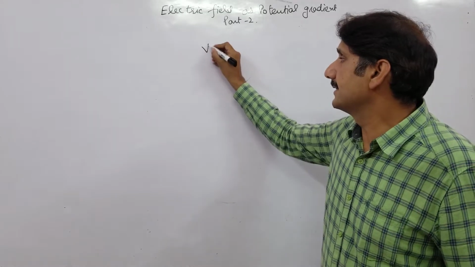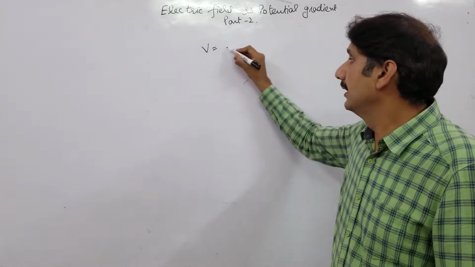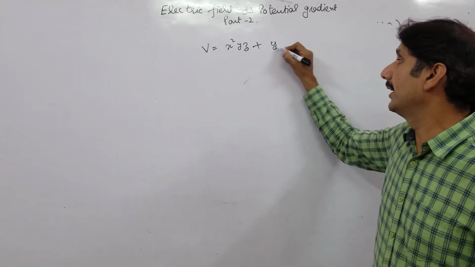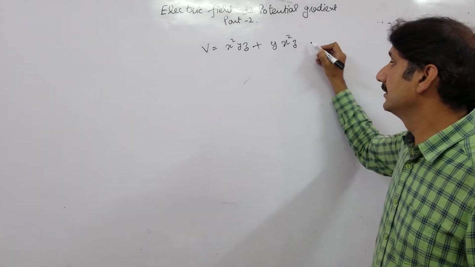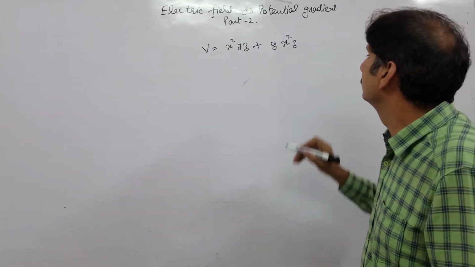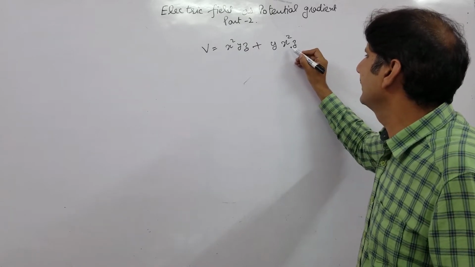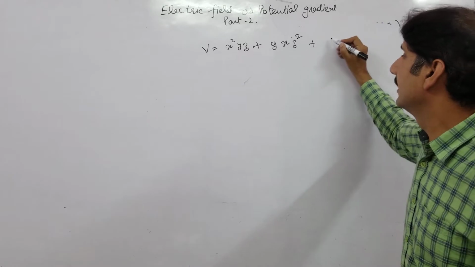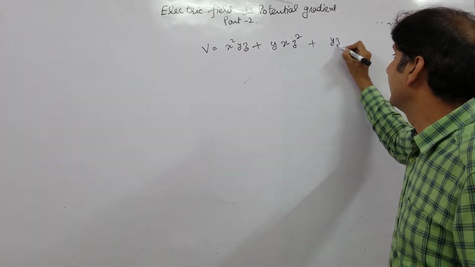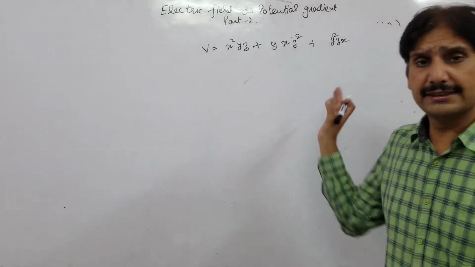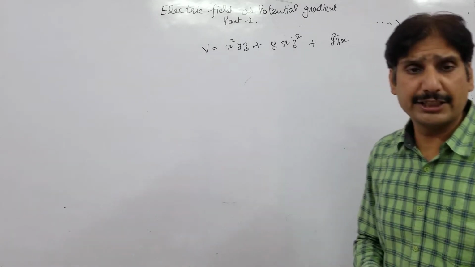What if potential is something like this? x square y z plus y x square z, and something you may write down. It's, let's say, x y z square, and then you have got y z x square, y square z x. Now this is the expression for potential.